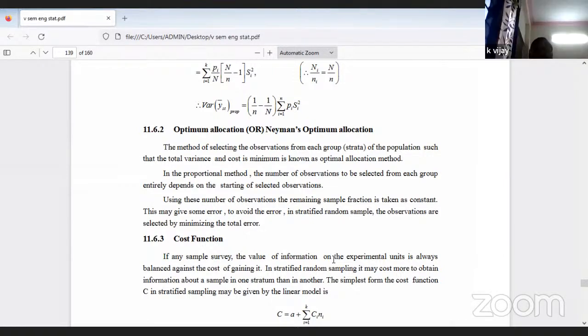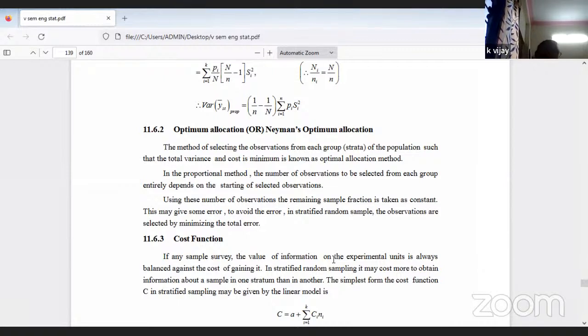See here, the method of selecting the observations from each group, the strata of the population, such that the total variance for a given cost is minimum, is known as optimum allocation. Optimum means it is a cost. So therefore, it is known as the optimum allocation method. In the proportional method, the number of observations selected from each group depends on the size of the stratum, and the sample fraction is taken constant. There may be some error. To avoid the error, stratified random sample observations are selected by minimizing the total error.